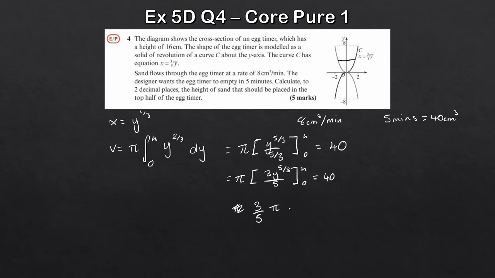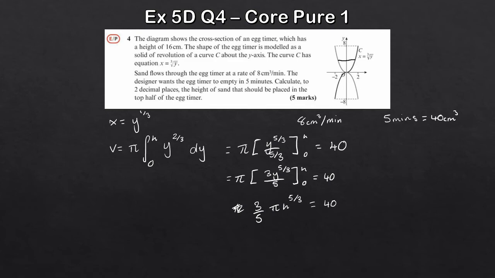So just multiplying this through by pi now, and then subbing my limit of h in. Pi h to the 5 over 3. Now obviously if you plug the limit of 0 in here, this would just simplify to be 0, so we don't even need to worry about that. And this is equal to 40.